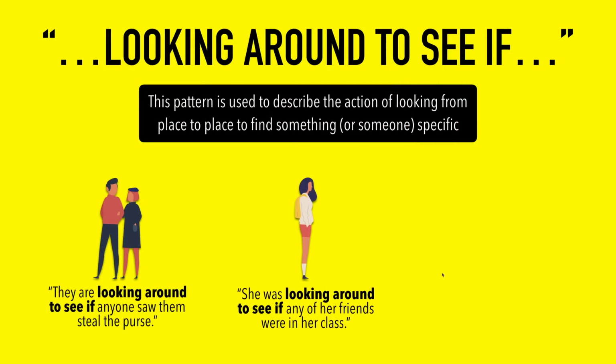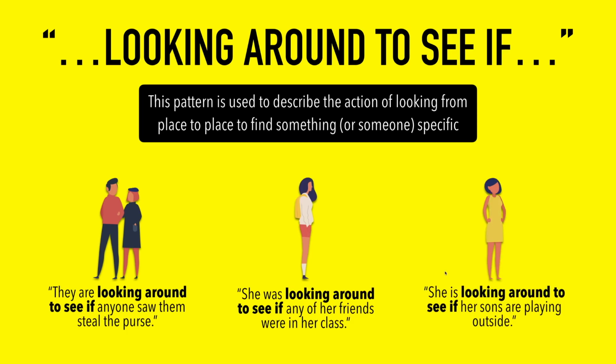Here's the next one. She was looking around to see if any of her friends were in her class. And finally, she is looking around to see if her sons are playing outside. So you can see how easy it is to use this pattern. Looking around to see if... And I want you to try to use it today when you speak in English, okay?